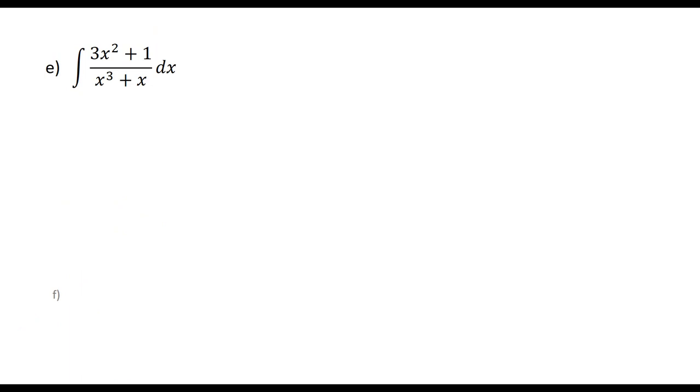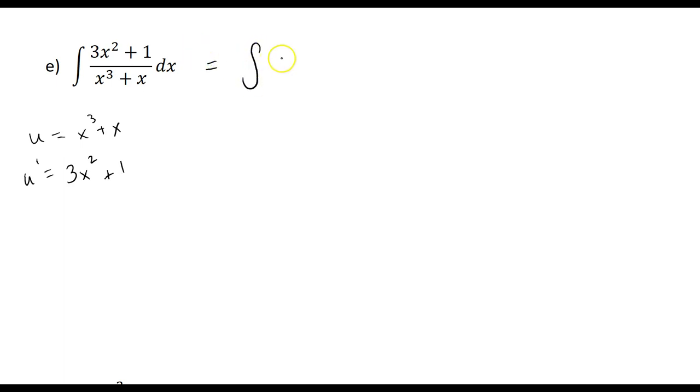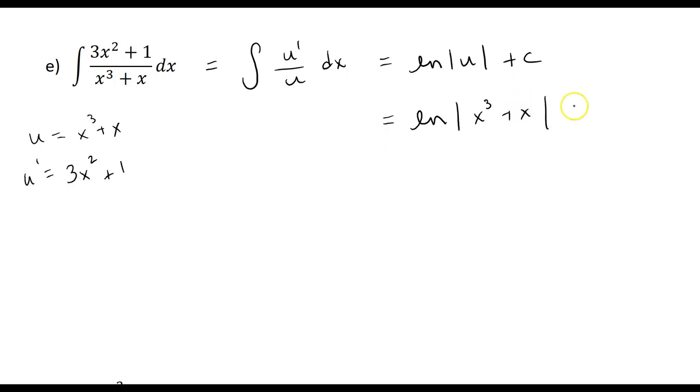Now in this one, it might be a little bit hard to see at first that you do have a u prime over u. So if we let u be equal to x cubed plus x, then u prime would be 3x squared plus 1, which just so happens to be what we have in the numerator of this fraction. So this is going to be the integral of u prime over u with respect to x, which is the natural log of the absolute value of u plus c. We didn't even need any constants here. It was really all there for us, which is the natural log of the absolute value of x cubed plus x, all plus c. And that is our answer.